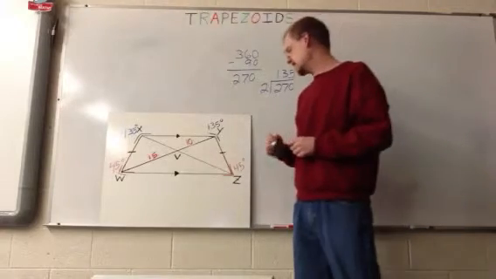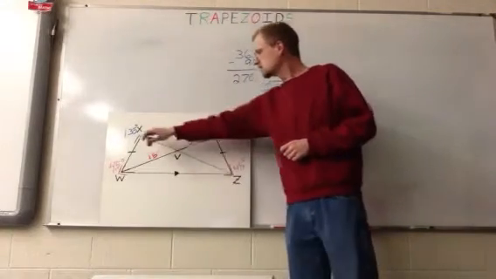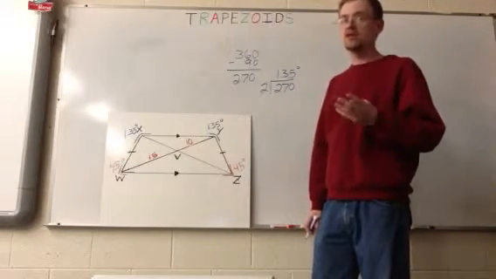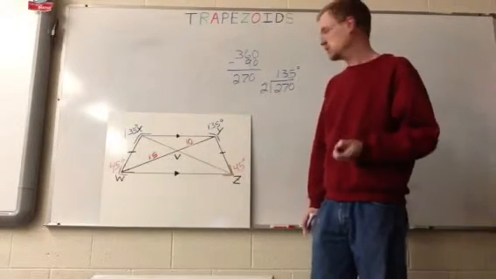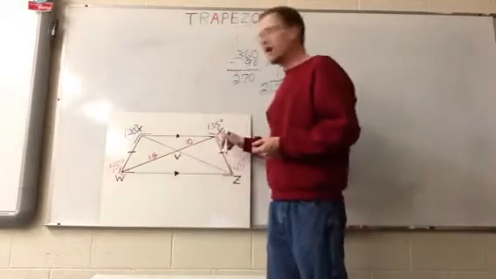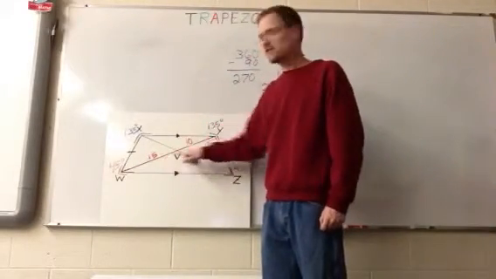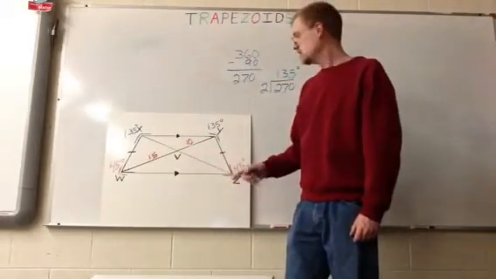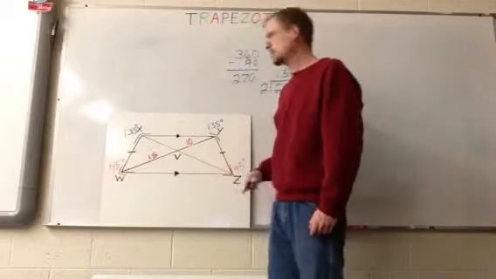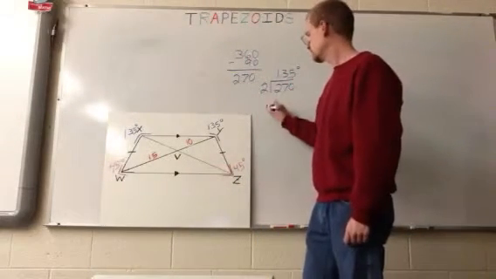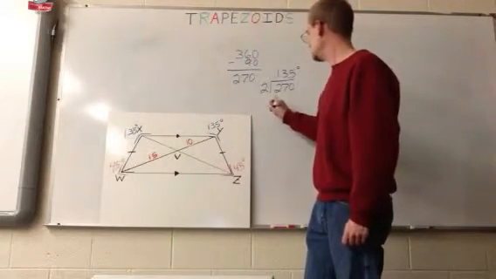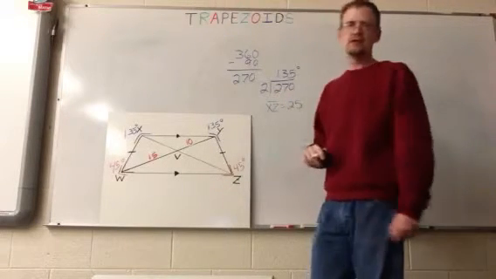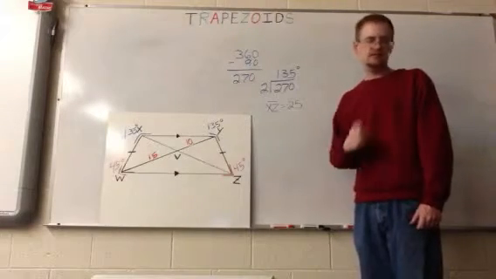Next, we want to find XZ, that whole length. Well, we know that the diagonals are congruent. WY, we know this is 15 and this part is 10, so all of that is 25. So obviously, this whole distance has to be 25. So XZ equals 25. That would be our answer for part C.